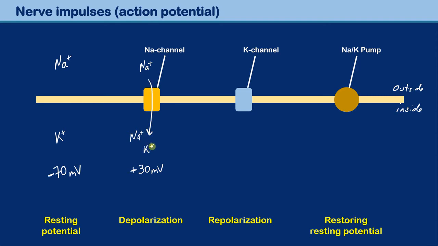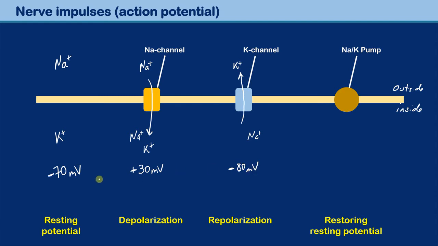And when this happens and it becomes positive on the inside, then the K channel proteins, which are located in the membrane as well, say, now it's positive, now I have to open. So the potassium channels open, and what does the potassium do now? The potassium now diffuses out. The K+ diffuses out, and the Na+ is still in here, of course, because it diffused in. But now the K+ is diffusing out, and when this happens, the inside becomes negative again to approximately minus 70 to minus 80 millivolts.